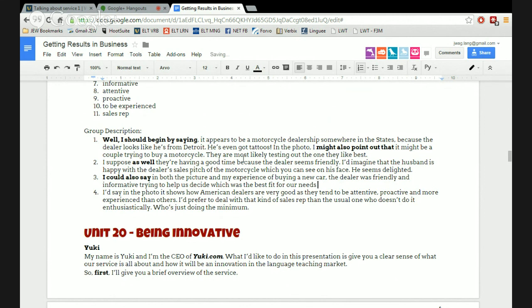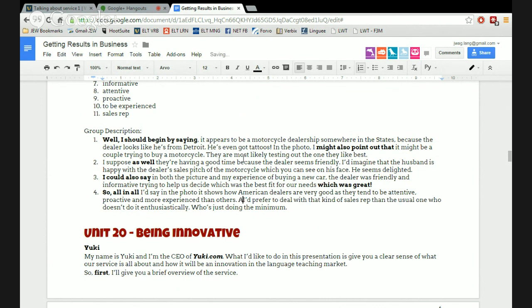And you can add a little comment, which was great. Okay, there's your little comment connector, one that is just an emotional connector. Oh, it was great. Okay, now we need a conclusion. So, all in all, that basically means to conclude. So all in all, I'd say in the photo, it shows how American dealers are very good as they tend to be attentive, proactive, and more experienced than others.